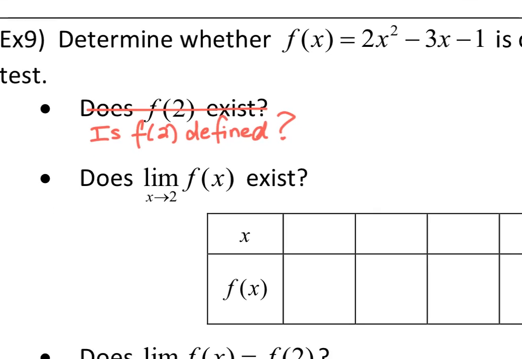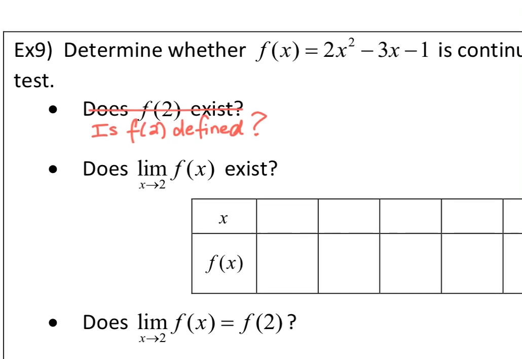And so all you need to do is just decide, first of all, if there's no restrictions on the domain, then every x value is defined. So this is just a quadratic graph. There's no square root, there's no denominator, there's no logarithm. Therefore, it's defined over a domain of all real numbers.